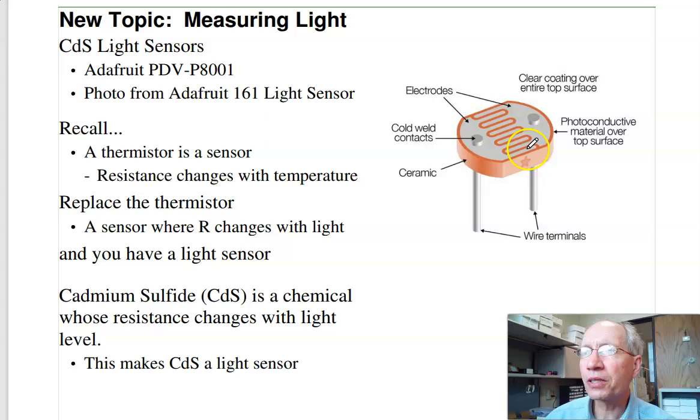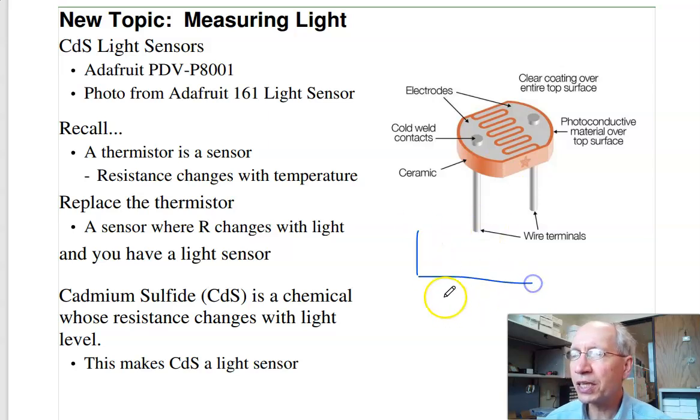Basically, the semiconductor, cadmium sulfide, is an insulator at 0 degrees Kelvin. If you hit it with photons, the photons kick electrons out of the covalent bond. More charge carriers gives you less resistance. So as light level goes up, the resistance goes down. By measuring resistance, I've got a measurement of light.